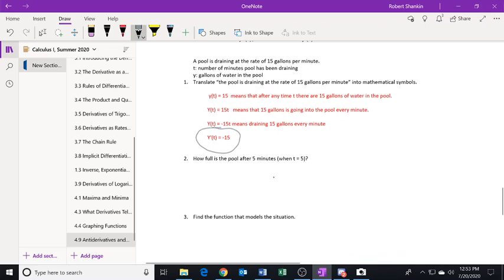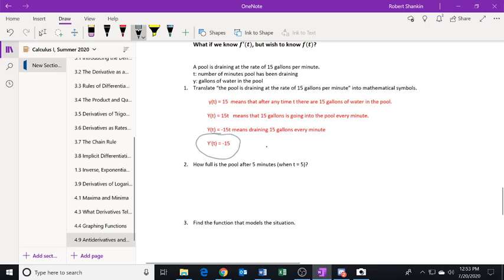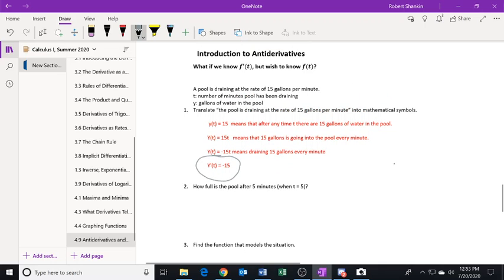All right. So let's go to number 2. How full is the pool after 5 minutes? And then number 3, find the function that models the situation. So, debate both of these. Think about it yourselves, debate it in your group. We'll go over the answers in just a minute.